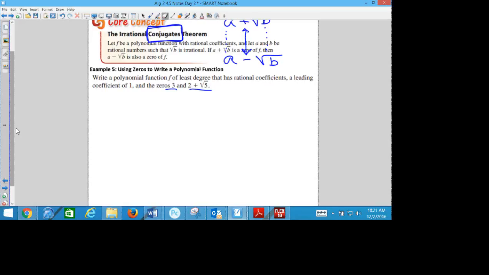The first thing that we did was what? We set them equal to x. Okay, so I've got x equals 3. Then I've got x equals 2 plus square root 5. That is one full answer. But if there is a square root, there has to be a second one. So they didn't tell it to me. I have to know that there is also 2 minus square root 5.